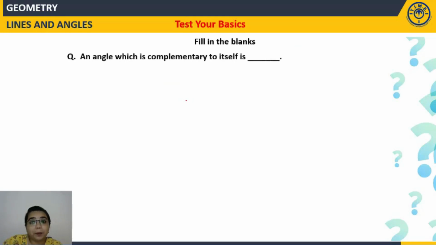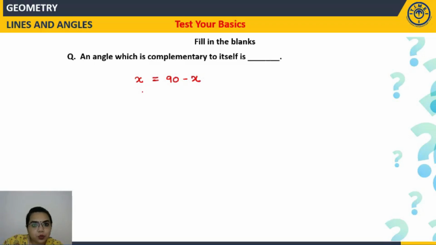An angle which is complementary to itself is dash. Come on, we have discussed this during the basics. Can you tell me the answer? Now, what is an angle when added to itself gives 90 degrees? That is what we mean by complementary angles. When two angles have a sum equal to 90 degrees, then the angles are said to be complementary. If we take an angle x, this is equal to its complementary, that is 90 minus x.